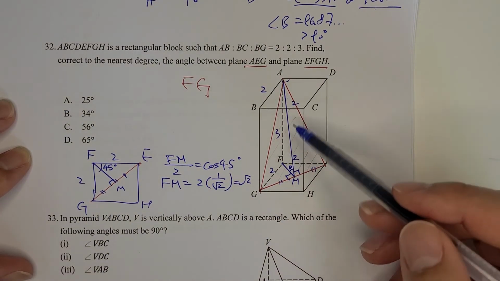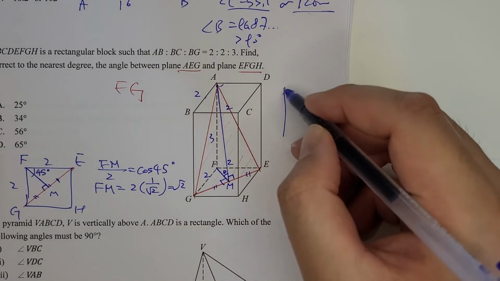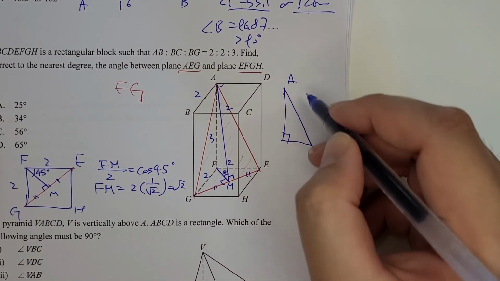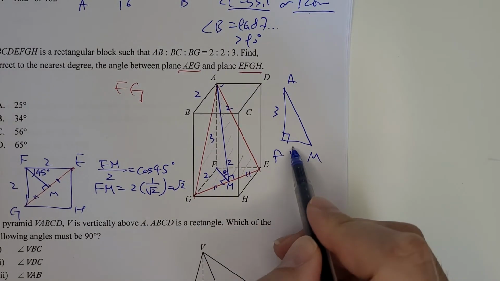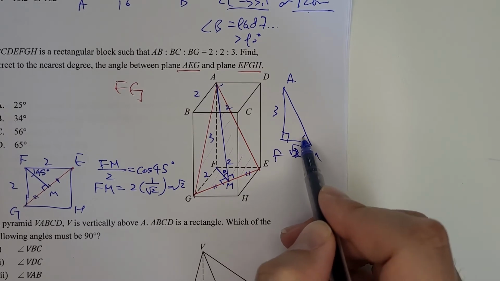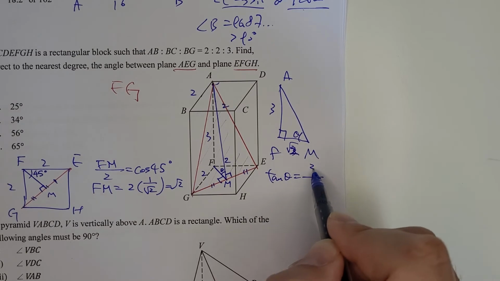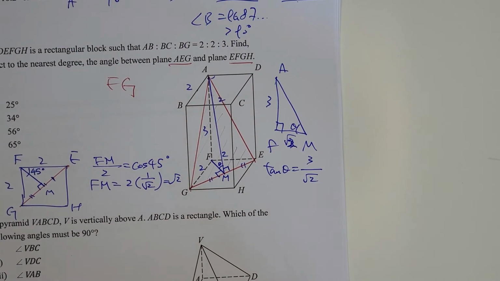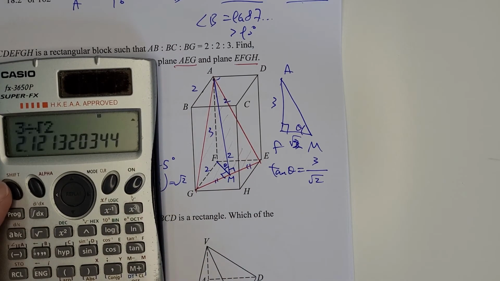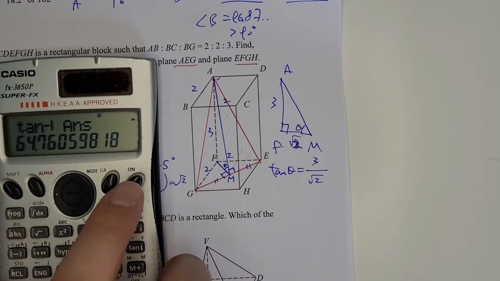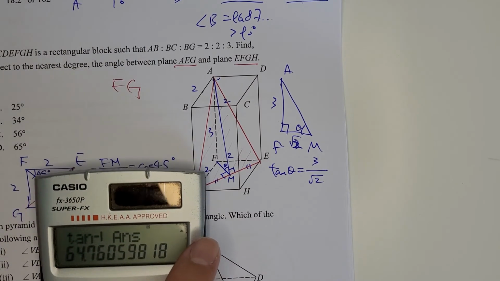And therefore, in this triangle AFM, the height AF is 3, FM is square root 2, and this angle is theta. So tangent theta would be 3 over root 2. And you can get the answer, 3 divided by root 2, and then shift tangent, 64 point something. So final answer would be D for dog.